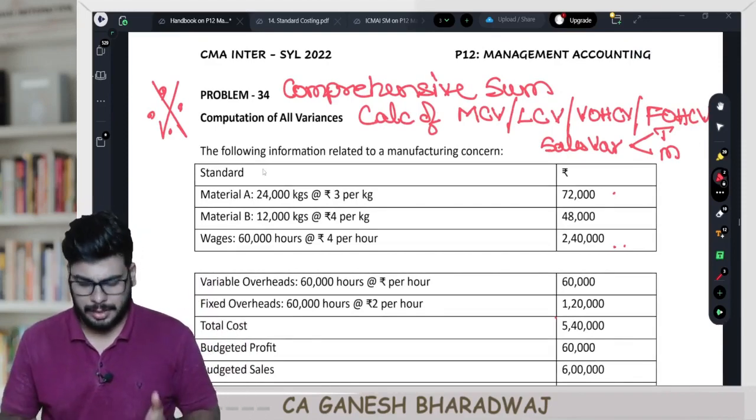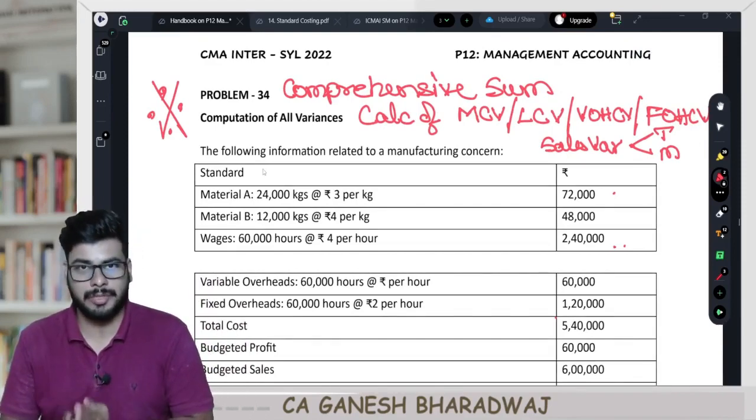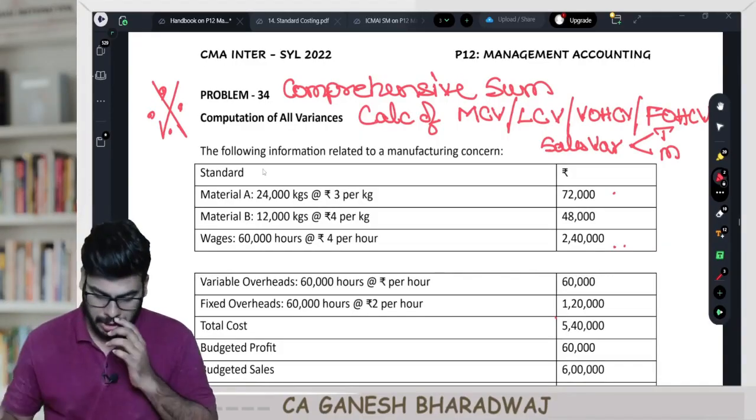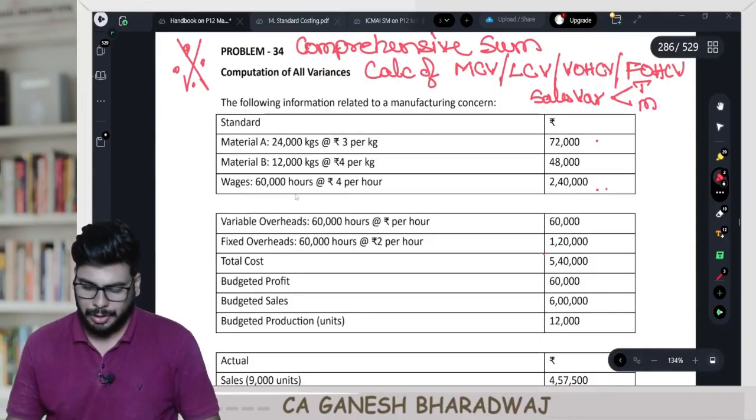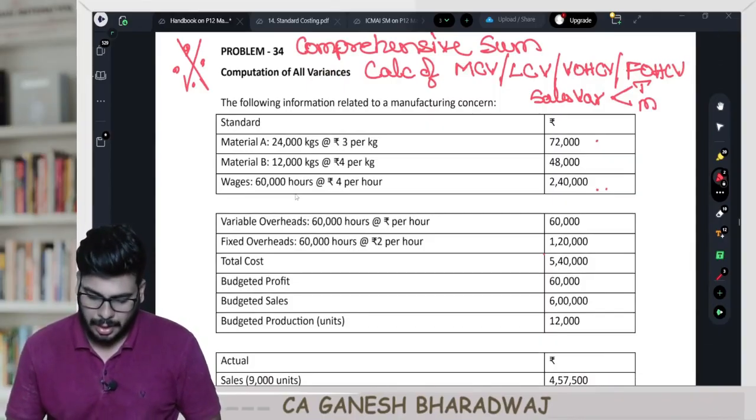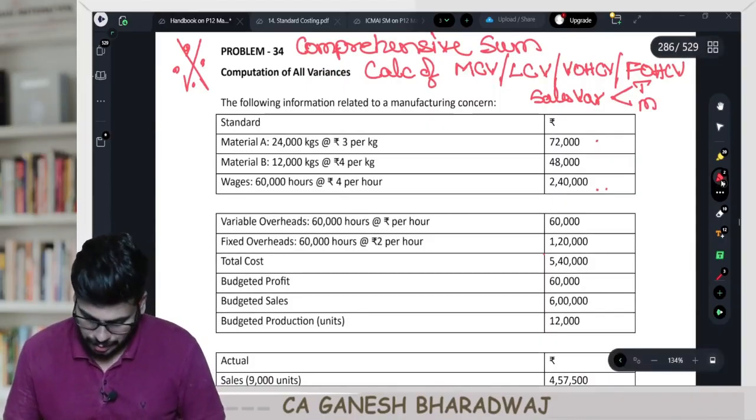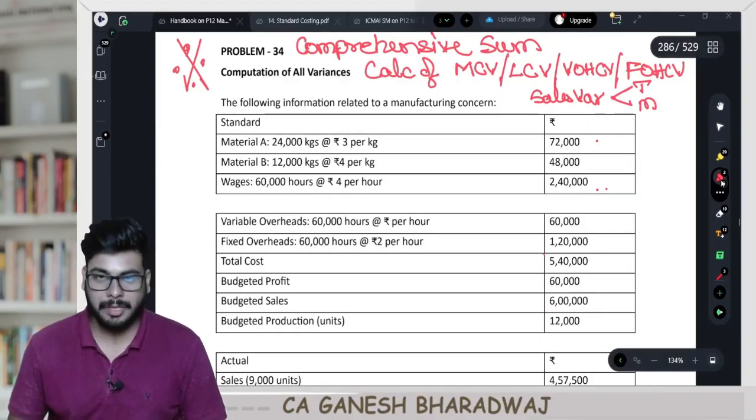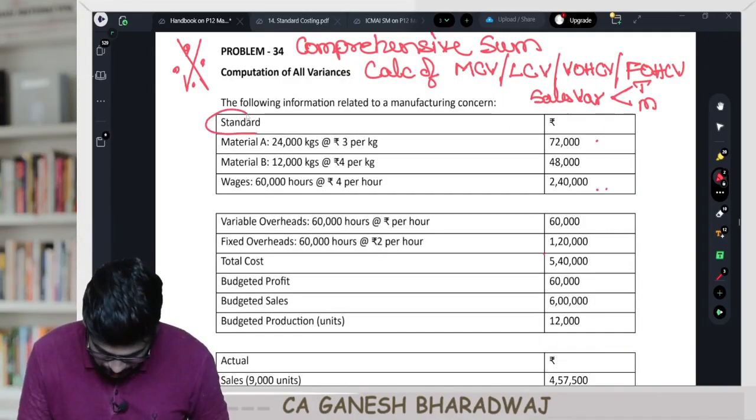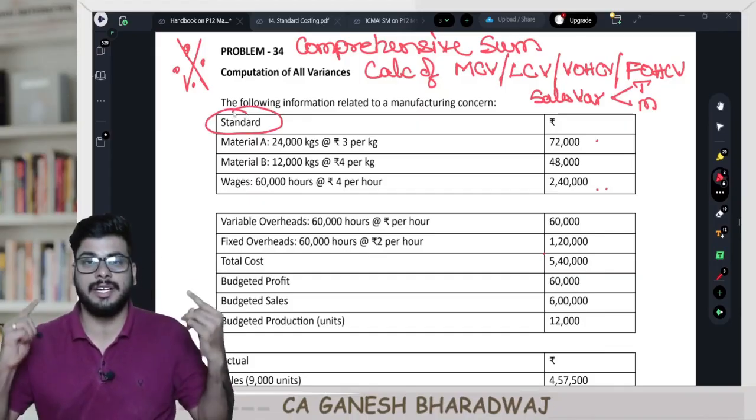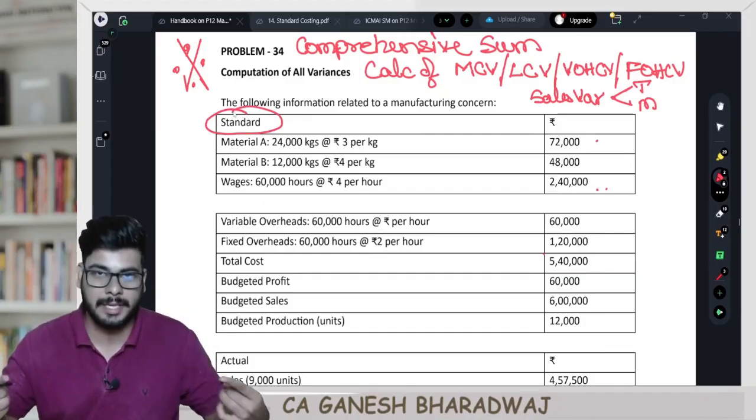So basically this is our regular course material that I'm using right now. Let me read out the question for you. The following information related to a manufacturing concern is given below. They have given the word standard. What I've told you before: just because they have given the word standard, please do not get misled.